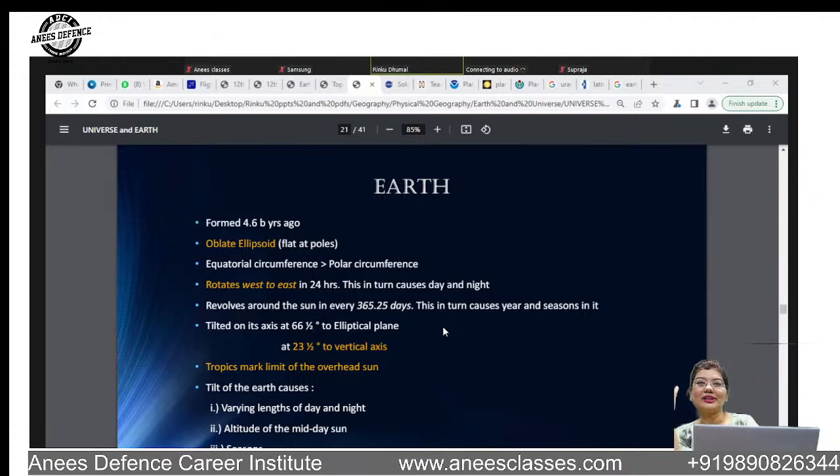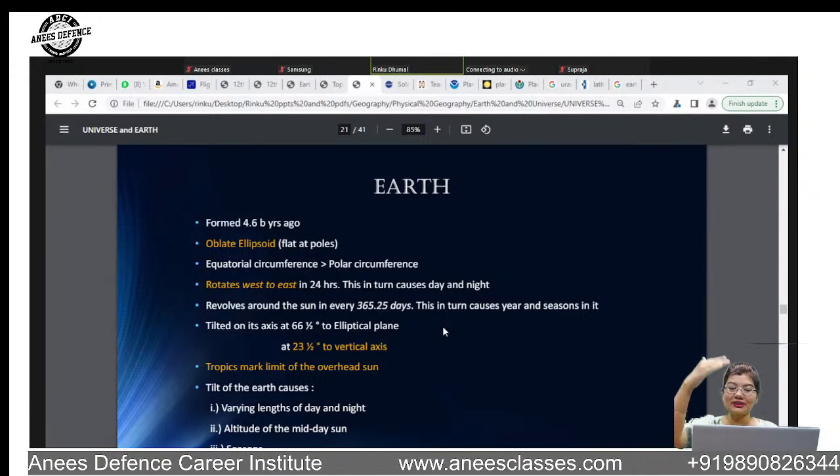Okay, so varying lengths of day and night means that during winters the daylight is shorter, during summers the daylight is longer, and if you go to different latitudes, the daylight varies even further. So if you're closer to the equator, the daytime and nighttime are usually divided into 12 hours of daytime and 12 hours of nighttime.